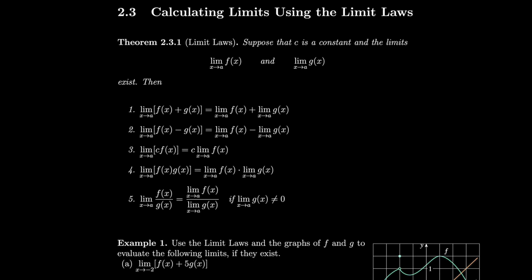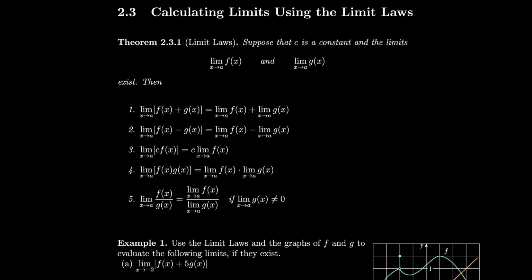If we have a constant c, the limit as x approaches a of f of x, and the limit as x approaches a of g of x, then the limit of the sum of f and g is the sum of the two limits, so you can basically split it apart. Same thing with the difference. That constant c, if it's inside the limit, you can pull it outside of the limit for law number 3.